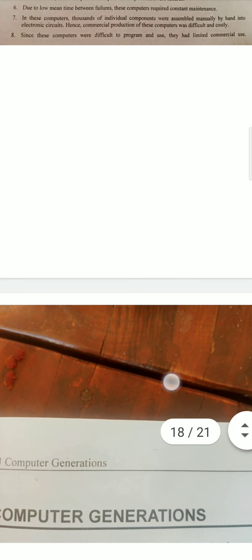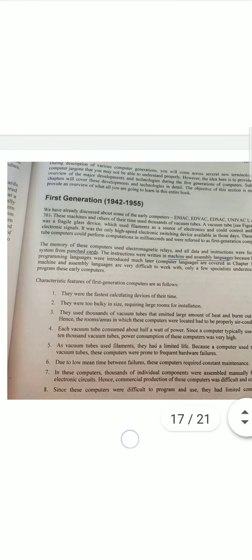Now, next we discuss the generations of computers. Computer generations provide the framework for the growth of the computer industry. It represents the varying hardware technology, but also the software that together make up the computer system. That means both hardware and software development of computers.